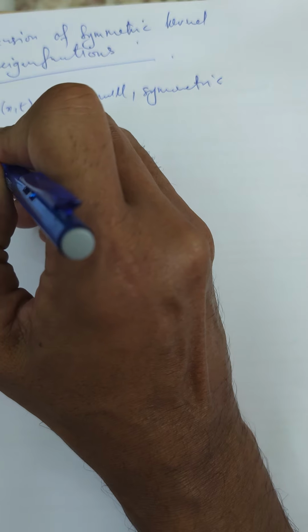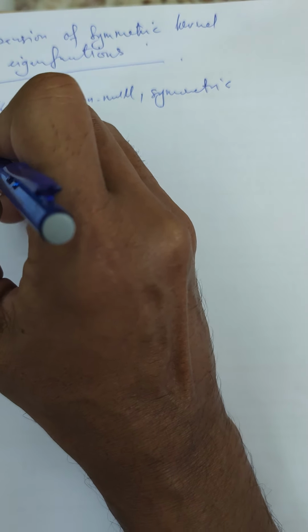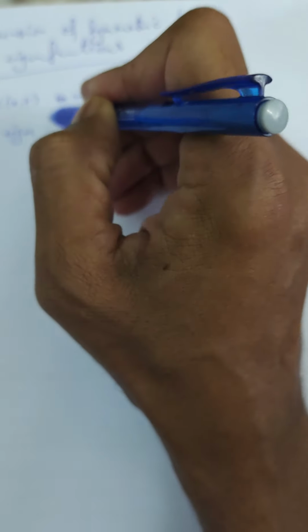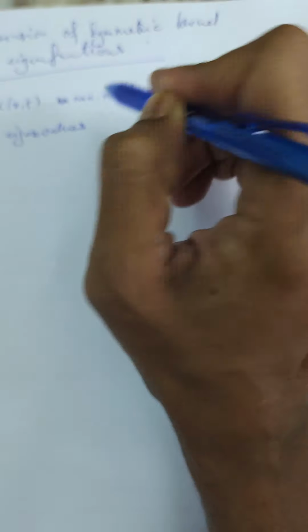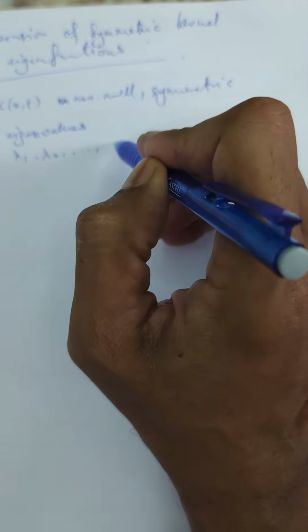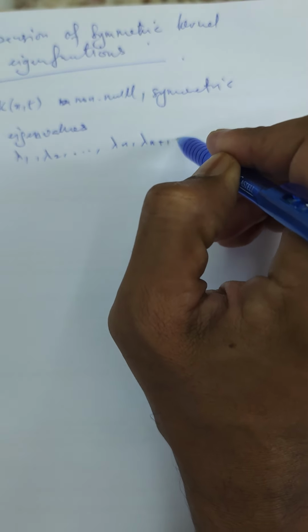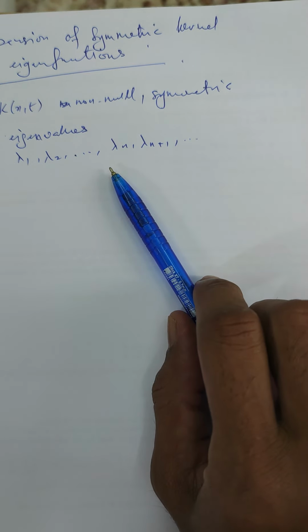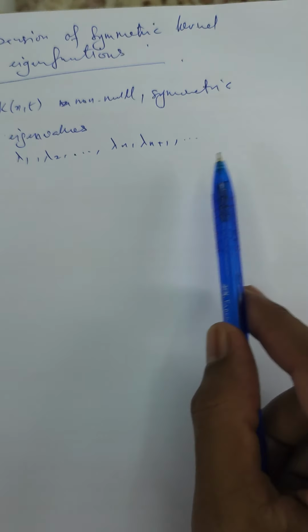So let's call those the eigenvalues. K has eigenvalues either finite or infinite: lambda 1, lambda 2, and so on. We have lambda n, lambda n plus 1, and so on. And we arrange such eigenvalues repeatedly. If there is a same eigenvalue, we arrange in order.